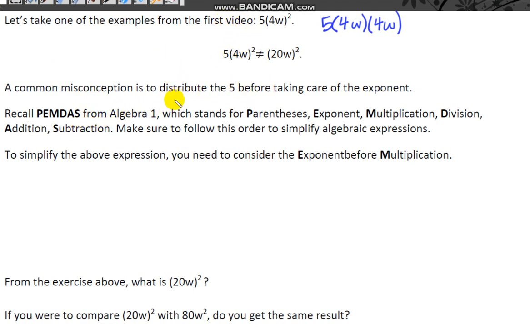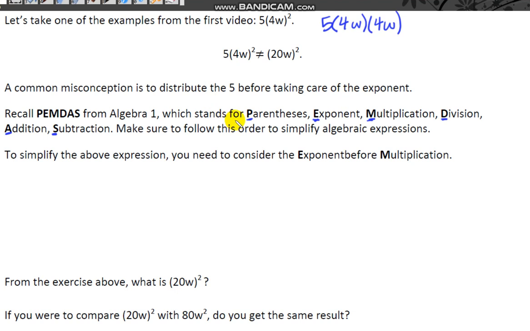So from Algebra 1, hopefully you guys remember, PEMDAS stands for parentheses, exponent, multiplication, division, addition, subtraction. Right? PEMDAS. So make sure to follow this order when you simplify algebraic expressions. So what that means is you want to consider the exponent first before multiplication. So exponent first before multiplication.